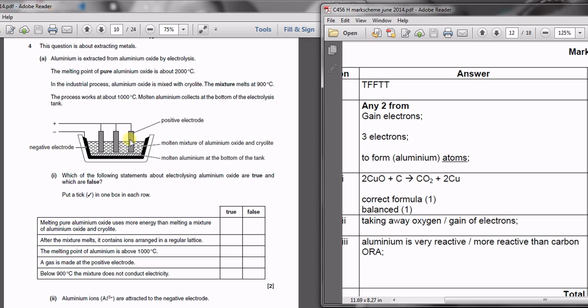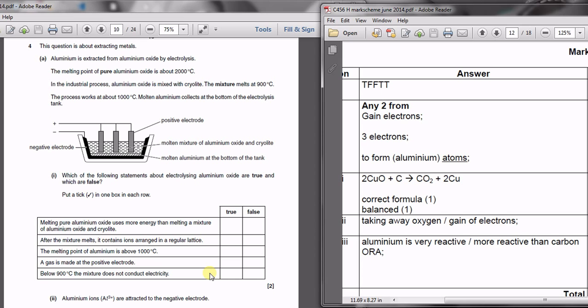A gas is made at the positive electrode. If we look here, these are the positive electrodes, and it's true that a gas is made there. The gas that's made there is oxygen. And then below 900 degrees Celsius, the mixture does not conduct electricity. This is also true, since below 900 degrees Celsius, the mixture will be a solid, and solid compounds do not conduct electricity.